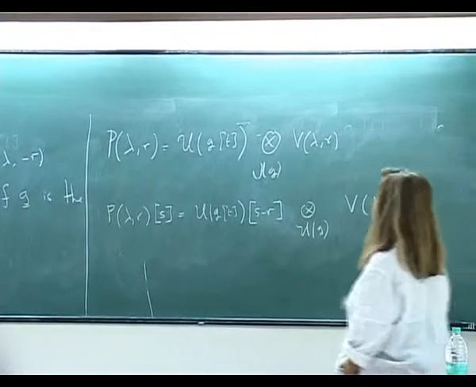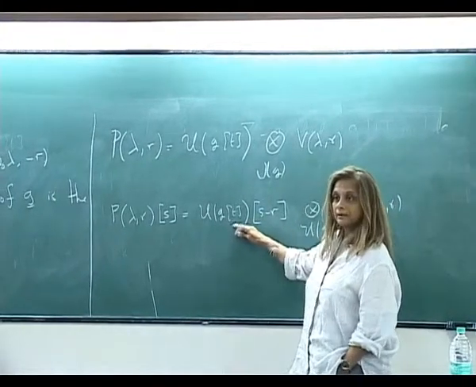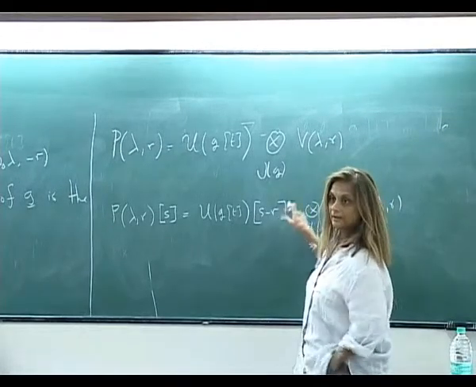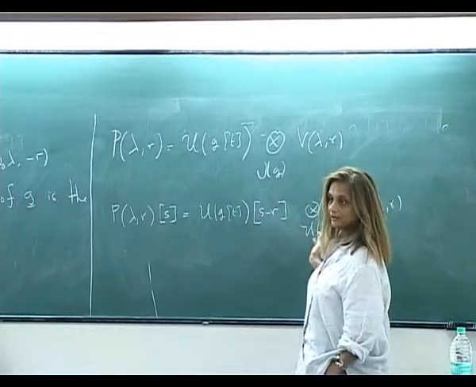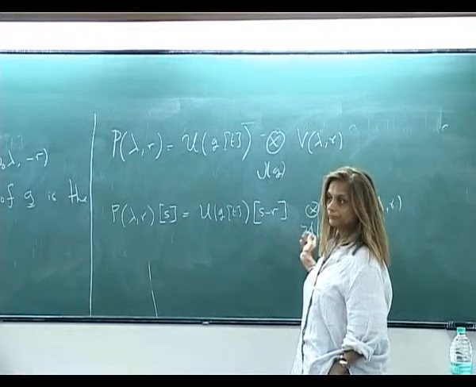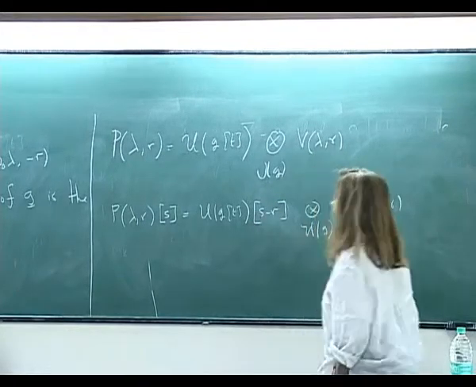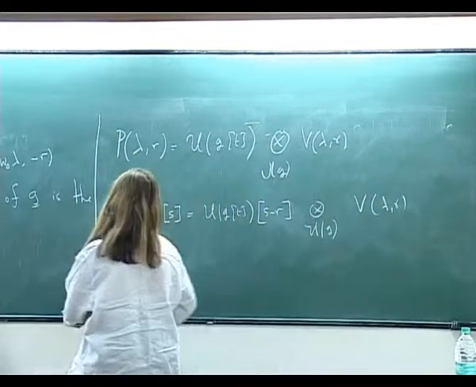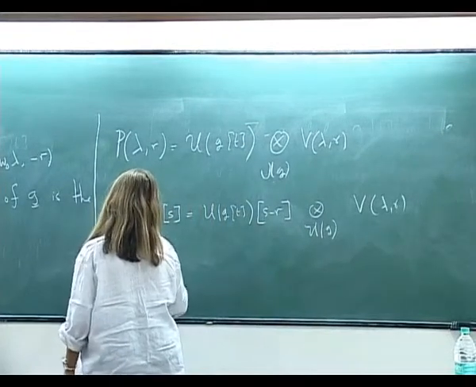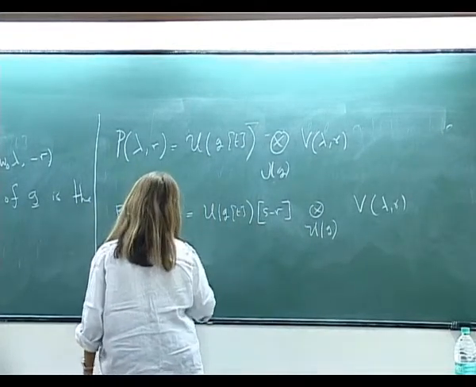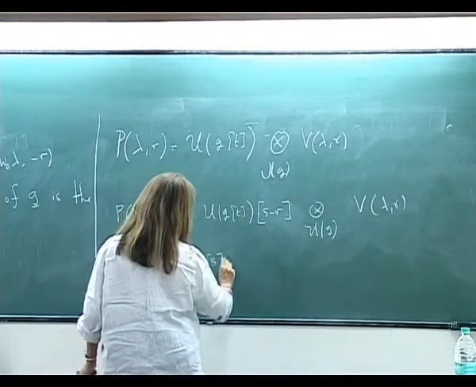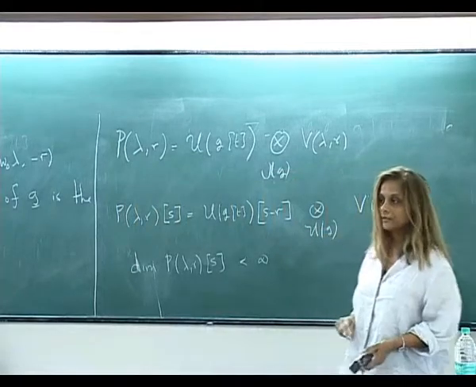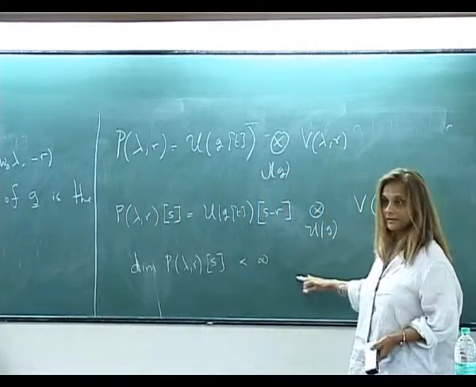So let me make some comments. Each graded piece is obviously a right UG module as well, because when I multiply something over here by this, the grade doesn't change. This lives entirely in grade 0. So this is a right module, and so it's this. So the claim is that the dimension of P lambda r s is finite. So this is what I mean when I say every time I actually look at examples, I have finite dimensional graded pieces. So why is this statement true?